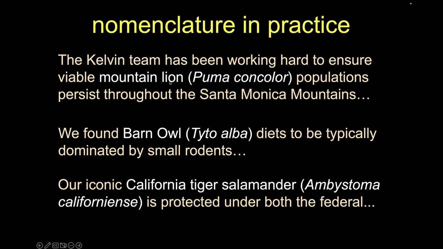So here we go. The genus is always capitalized, so capital P in the Latin name. The species name is not capitalized. Cool? But now let's look at the common name. Because this is a generic common name, and I said the generic is not capitalized, it's lowercase m, lowercase l. Cool? Now here's another one about the birds, because we know the birders are weird. We found barn owl diets to be typically dominated by small rodents. So barn owl, the birding people, they say capital B, capital O.